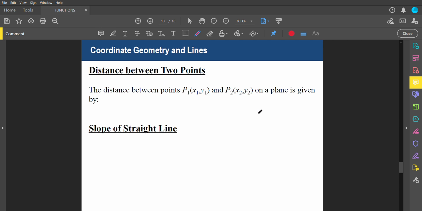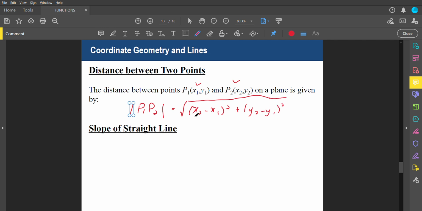So then we have distance between 2 points. You might still remember the formula to calculate the distance between 2 points. So I'm going to just write it down for you again. The distance between point 1 and point 2 that's given to you here is given by the square root of, first we have (x2 minus x1) squared, then we have (y2 minus y1) squared.